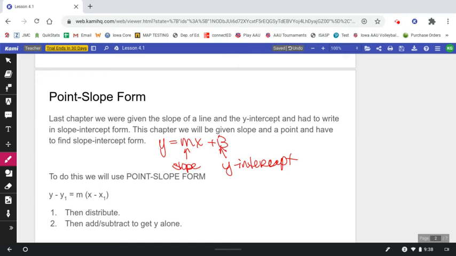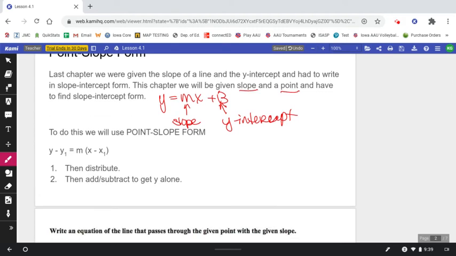In this chapter, we're going to start with being given the slope and a point. And then we have to find slope-intercept form from those two given things. So to do this, we're going to use point-slope form, which is y minus y1, the y term of the given point. And then m, we already know, is the slope. And then we'll have x minus x1, which is the x term of the given point.